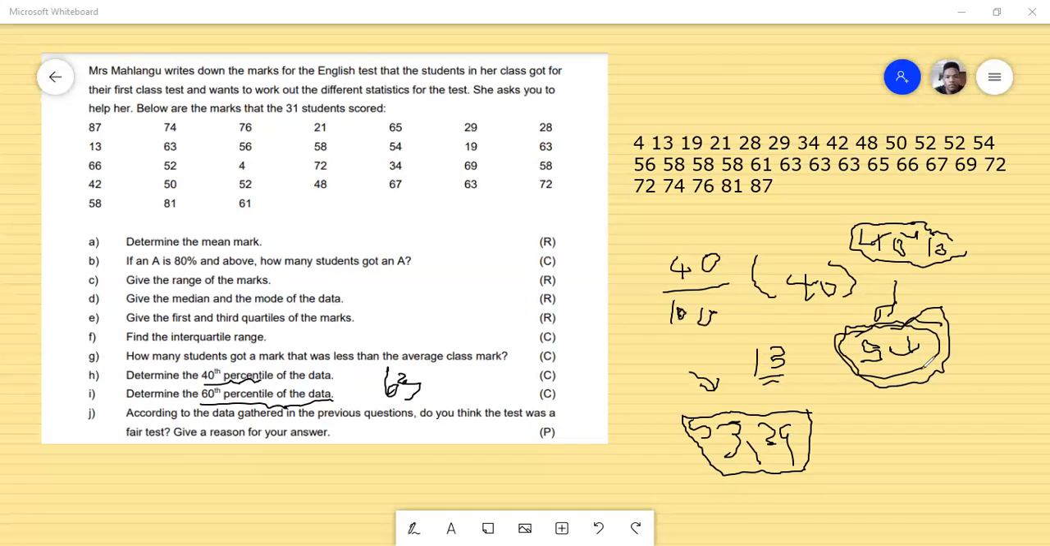I know it's a bit too much, don't worry. Just ensure that you attend next week. I'll finish off with percentiles and everything that is there, and then everything will make sense.